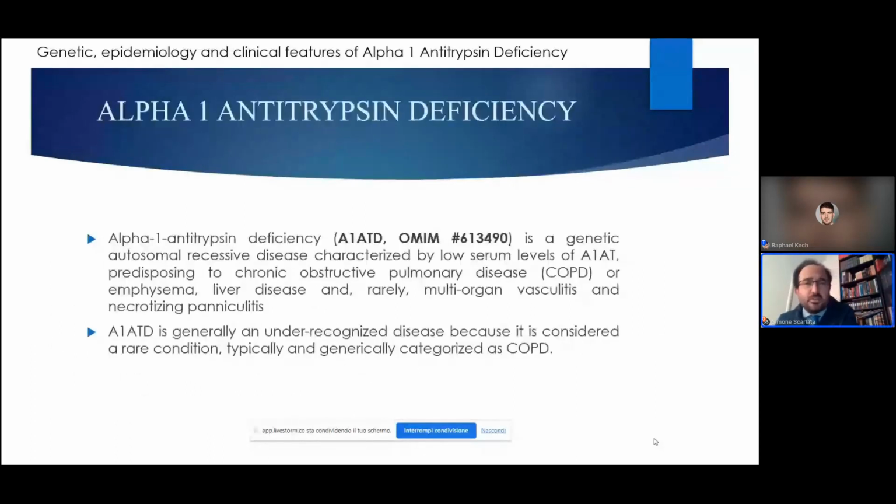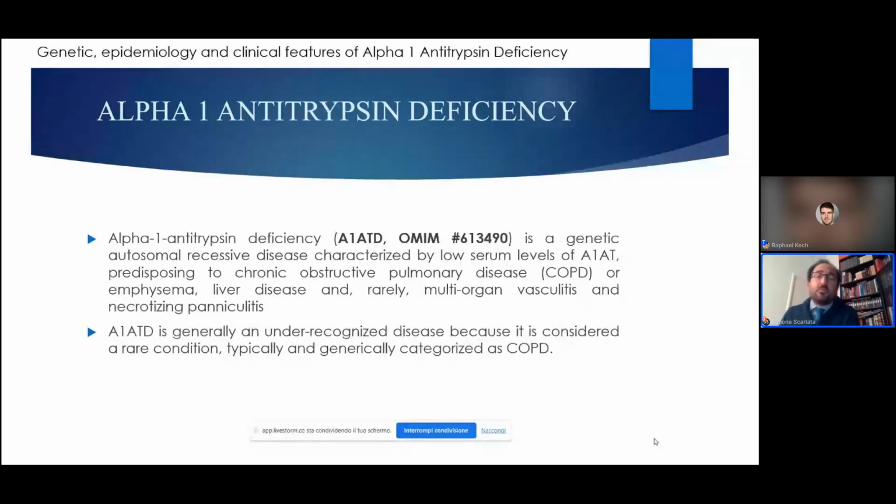First, allow me to start from the definition of alpha-1 antitrypsin deficiency, that according to guidelines is a genetic autosomal recessive disease characterized by a low serum level of alpha-1 antitrypsin. This predisposes to chronic obstructive pulmonary disease, especially emphysema, but not only, including also liver disease and more rarely other multi-organ vasculitis or even necrotizing panniculitis.